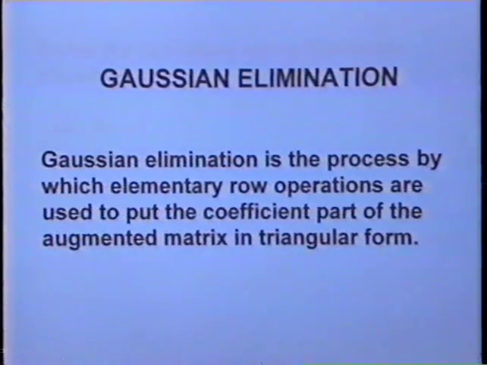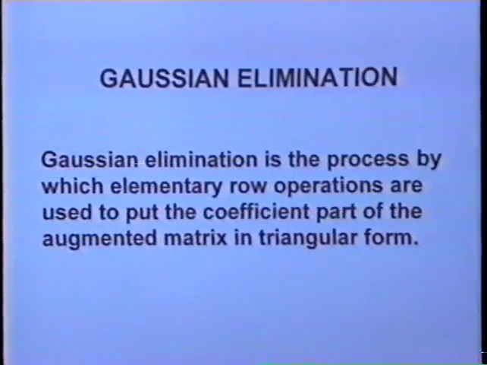Gaussian elimination is the process by which elementary row operations are used to put the coefficient part of the augmented matrix in triangular form. So what we're looking for here is to use the three row operations that we've talked about that will put our matrix in a triangular form.